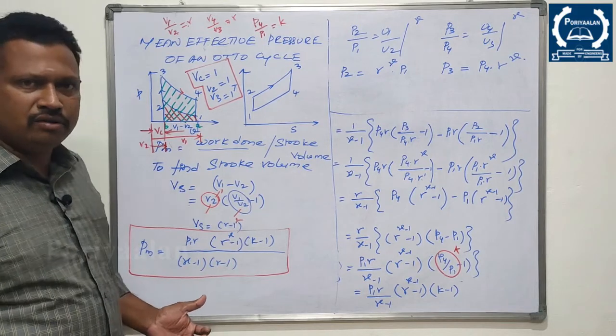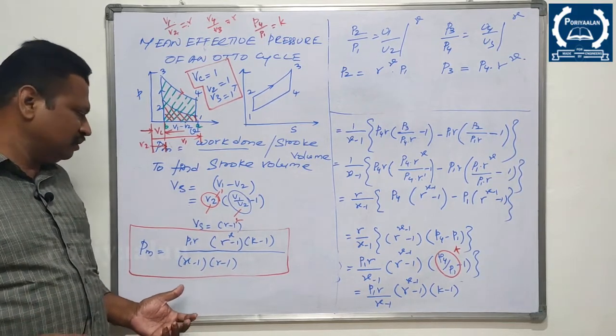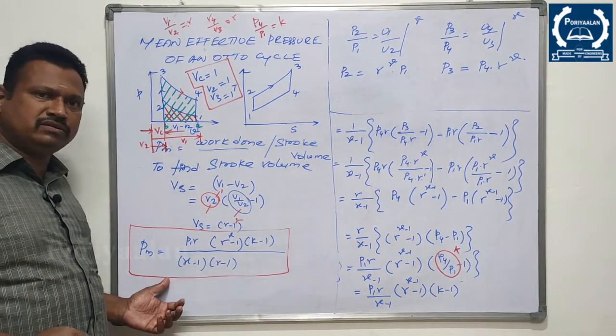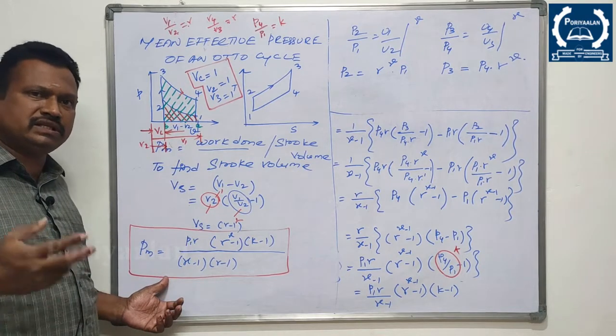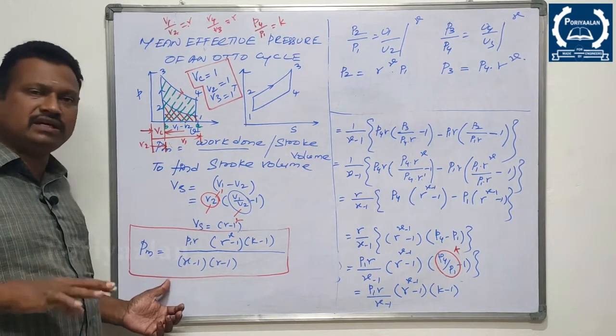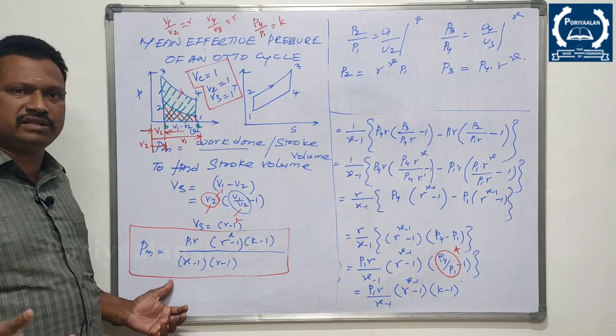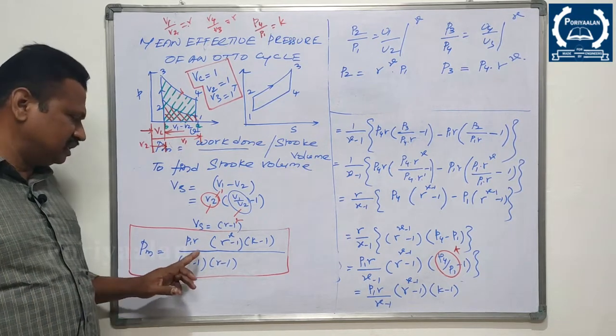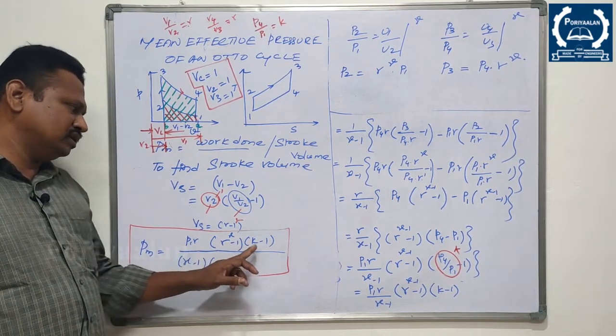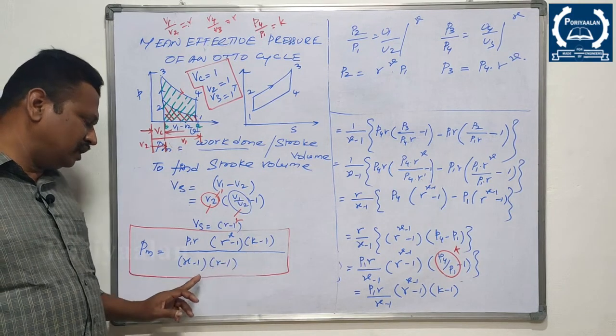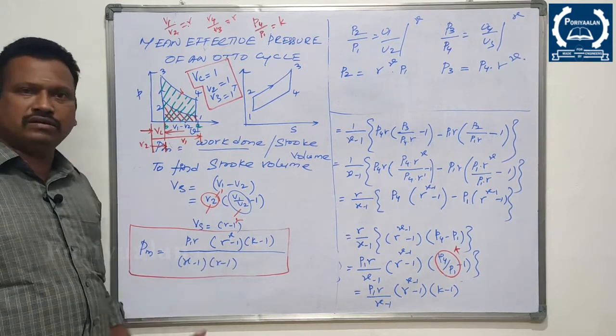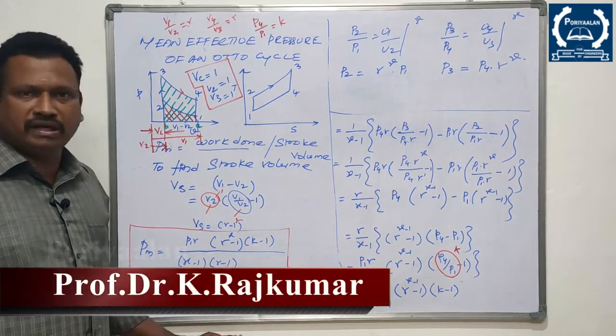So now, the mean effective pressure will vary. You cannot measure the mean effective pressure inside the cylinder because it is not a constant. It varies with respect to several factors such as compression ratio, pressure ratio, gamma, and so on, right. So hope you will understand.